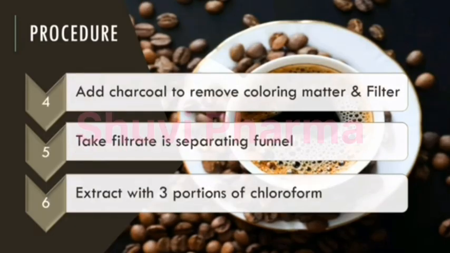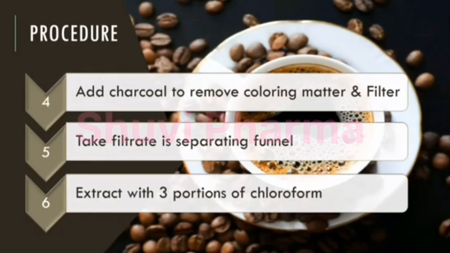Then to the filtrate, charcoal is added while heating over a burner. The charcoal absorbs the coloring matter present in the extract, and it is filtered again. After filtration, the filtrate is taken into a separating funnel when it is cooled.